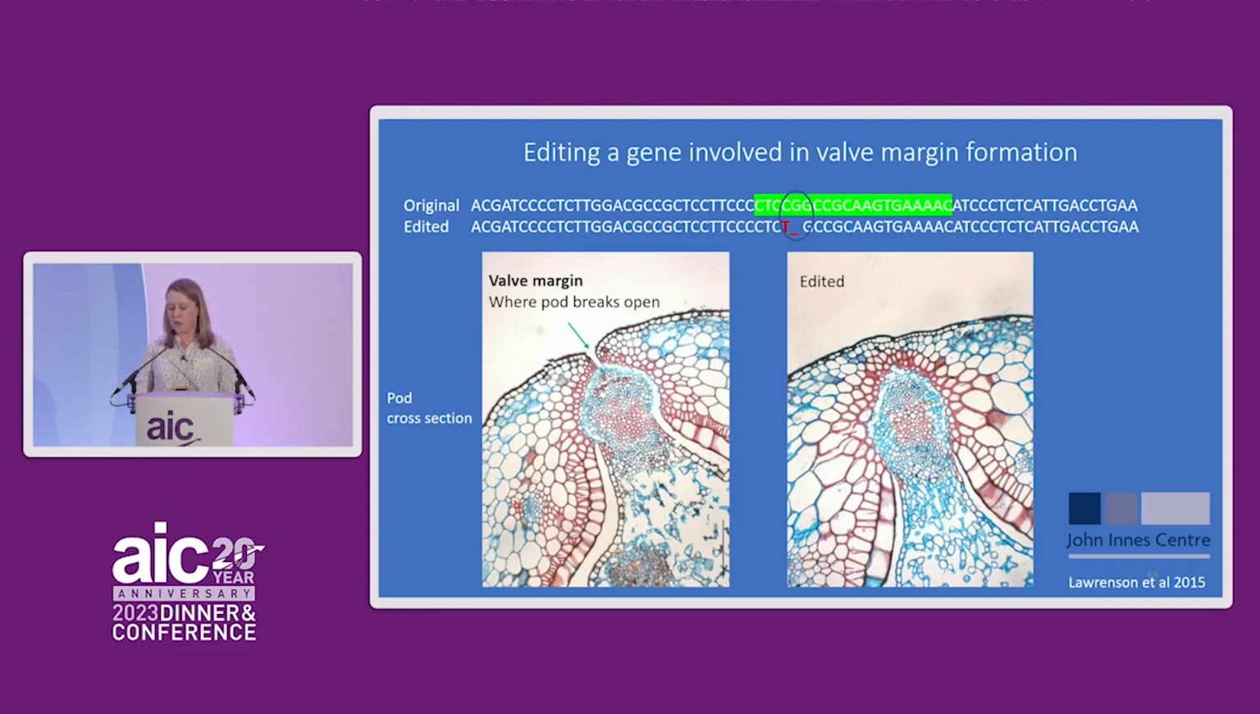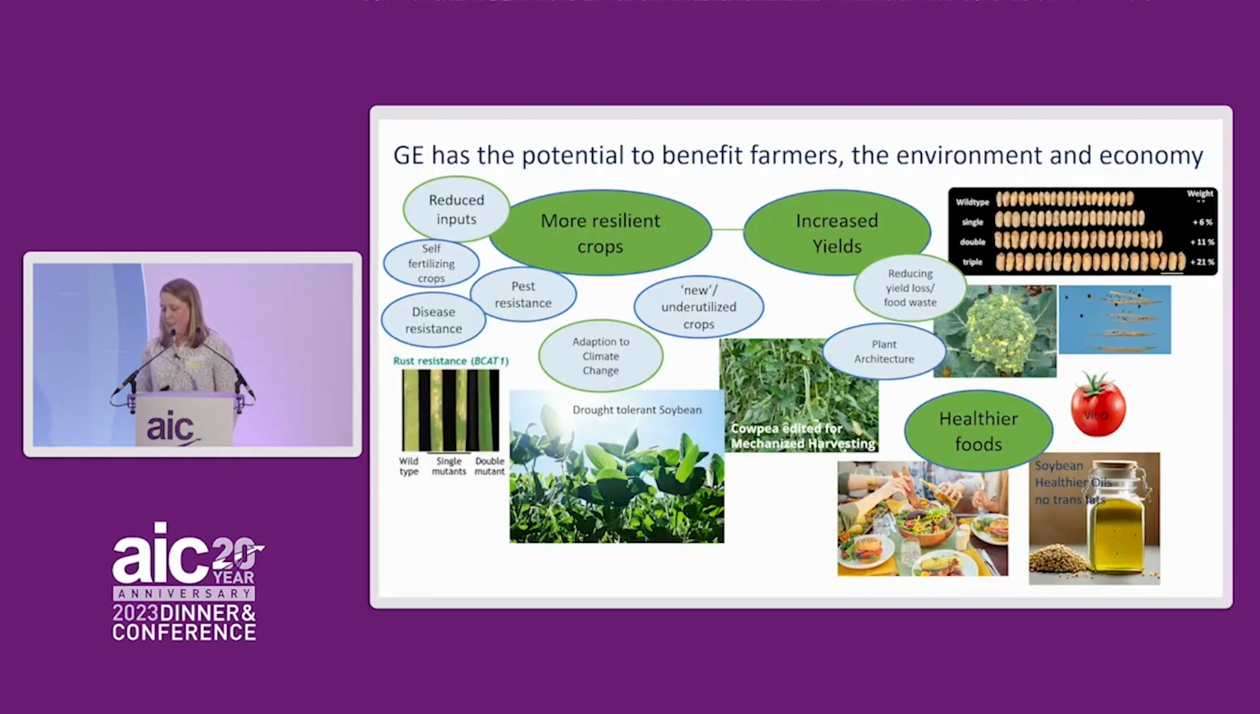And you can see that we've got a C to T change and we've lost a G base. So in the billions of letters in the oilseed rape genome, we've made 2 changes, and hopefully you can see in the edited version that valve margin no longer forms. So that's how we've disrupted that gene from forming. That's a very flash view of the difference between GM and gene editing.